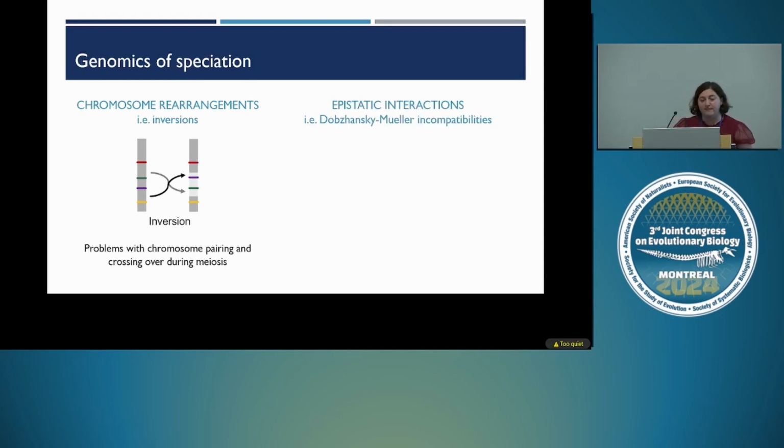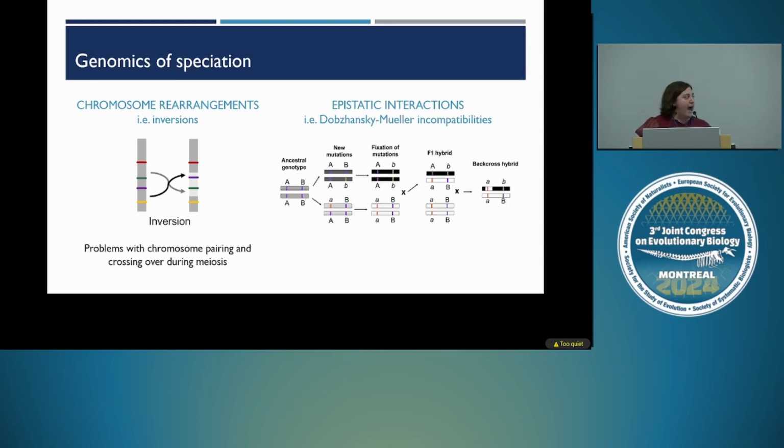We also have epistatic interactions like Dobzhansky-Mueller incompatibilities, where an ancestral genotype gives rise to two daughter lineages, where independent new mutations arise and become fixed, and then when they're brought together in the hybrid generation, they end up interacting and causing problems in fitness.